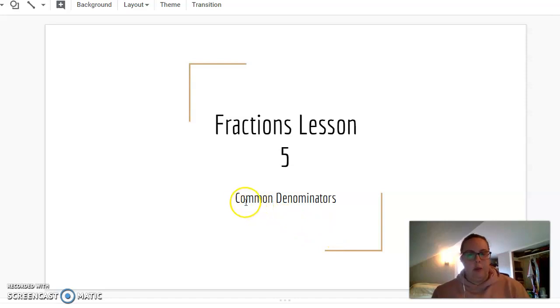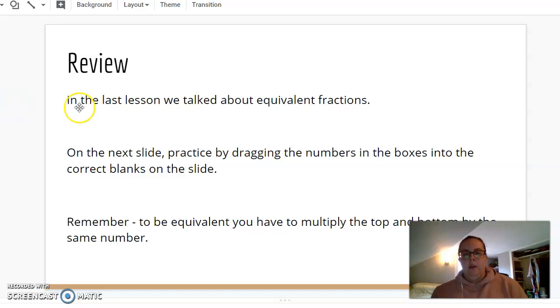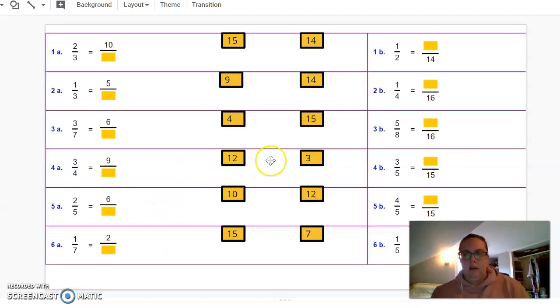So, first thing is to pay attention to the words. Common means same, and denominator means bottom number. So that's pretty much all we're caring about at this point, is we're wanting to find a number that is the same between the denominators we want to add or subtract. So equivalent fractions we should be pretty comfy with, and then doing a little drag and drop on the next slide. So let's just see.